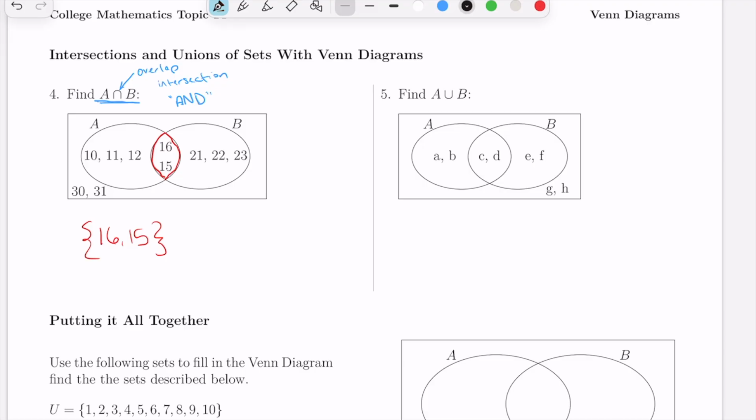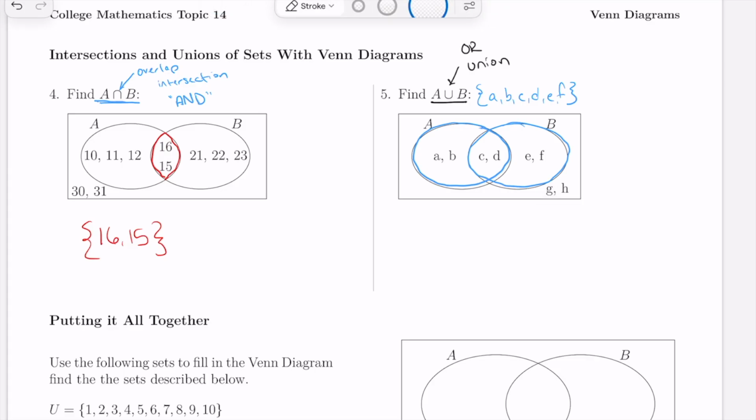Over here on number 5, it says A union B. This is the word or, A or B, right? We could also read this as union. And it just means that you would bring them all together. So anything that's in A along with anything that's in B, anything that's circled, anything that's in those blue circles would be in A union B. And so that would be A, B, C, D, E, F, and that's it. Notice that these out here are not in A union B.